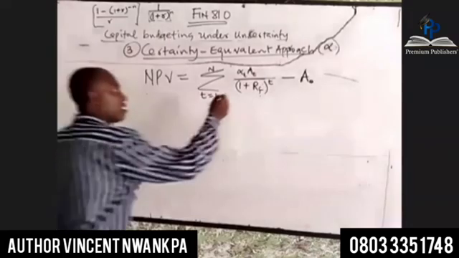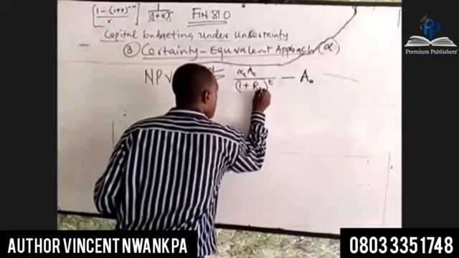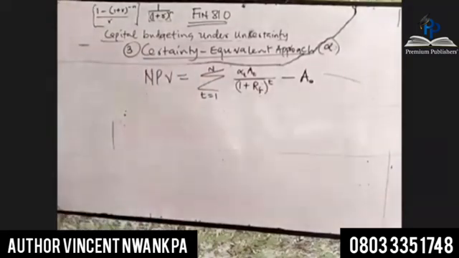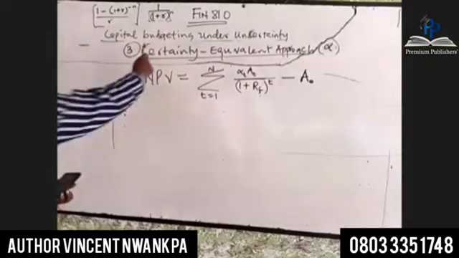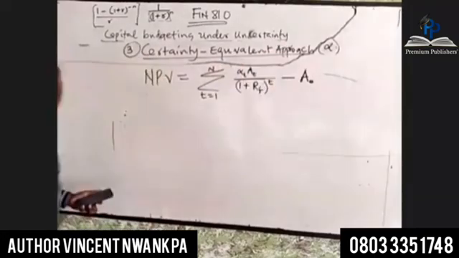Yes, this risk-free rate, which we know is in the question, is the cost of capital. Alpha is the certainty equivalent coefficient. That's the alpha.